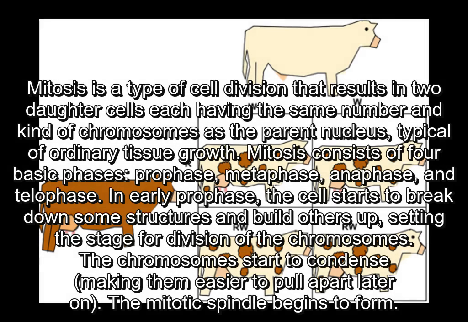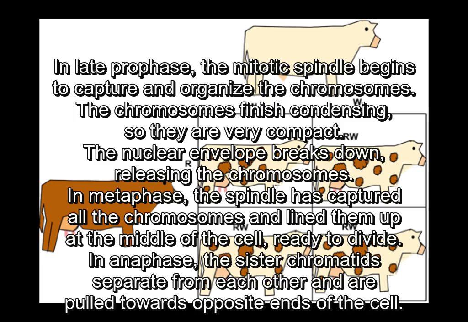In early prophase, the cell starts to break down some structures and build others up, setting the stage for division of the chromosomes. The chromosomes start to condense, making them easier to pull apart later on. The mitotic spindle begins to form. In late prophase, the mitotic spindle begins to capture and organize the chromosomes. The chromosomes finish condensing, so they are very compact. The nuclear envelope breaks down, releasing the chromosomes.